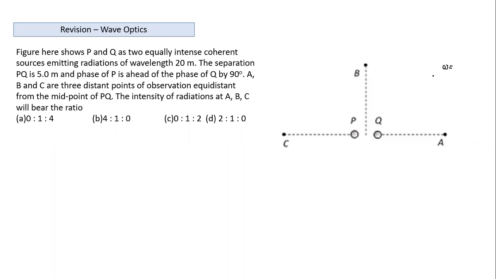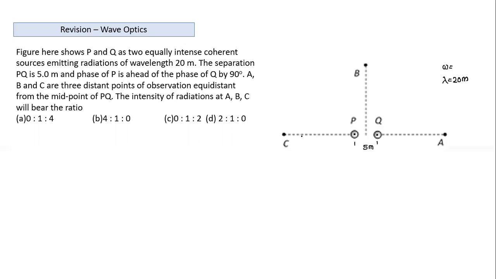They are emitting radiation of wavelength equal to 20. Wavelength is given as 20 meter. And the separation between P and Q is given as 5 meter. So PQ, the distance, is 5 meters. But unlike other cases, the two sources are coherent, but they are not in the same phase. There is a phase difference, and P is ahead of Q by 90 degrees.